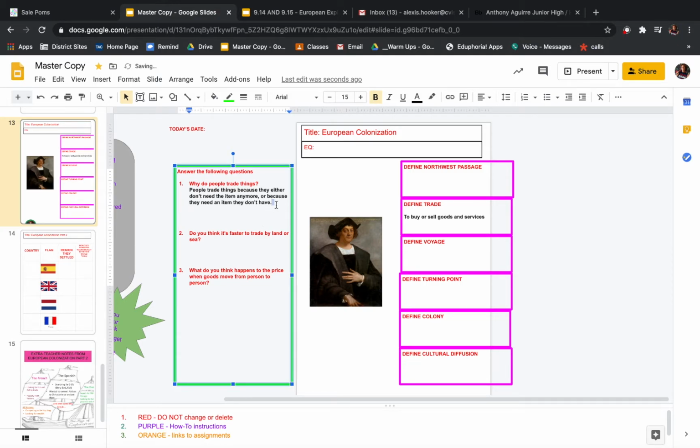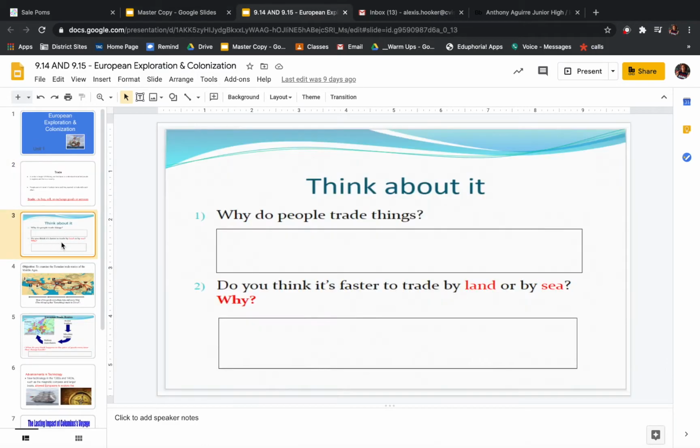Now, this is really teeny tiny. I want to make this bigger, so I'm going to highlight everything. Go up here where I see the minus sign, the number, plus sign. I'm just going to press the plus sign till I get it the size that I want. That's pretty decent. Let's finish reading through my PowerPoint. Okay, do you think it's faster to trade by land or sea?